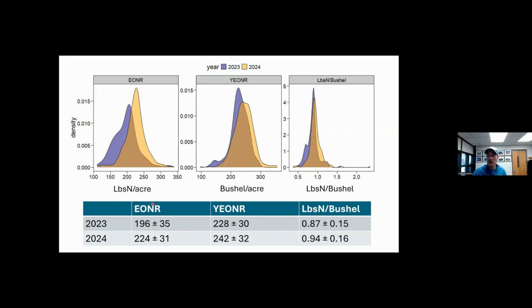Should be no surprise with the relatively wet spring we had in 2024, which we know is a big driver of higher optimum nitrogen rates. Yet the yield at the economic optimum nitrogen rate in 2024 was also quite a bit higher. And in the end, as a result, the efficiency across the two years was relatively close, 0.87 pounds of nitrogen per bushel in 2023 versus 0.94 pounds of nitrogen per bushel in 2024.